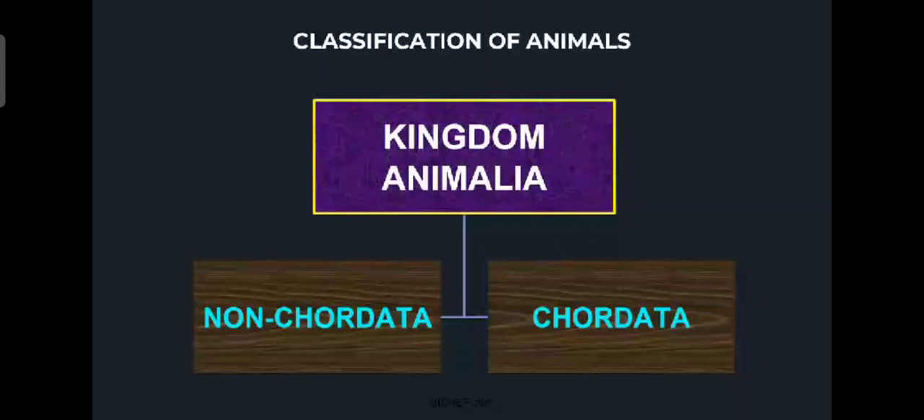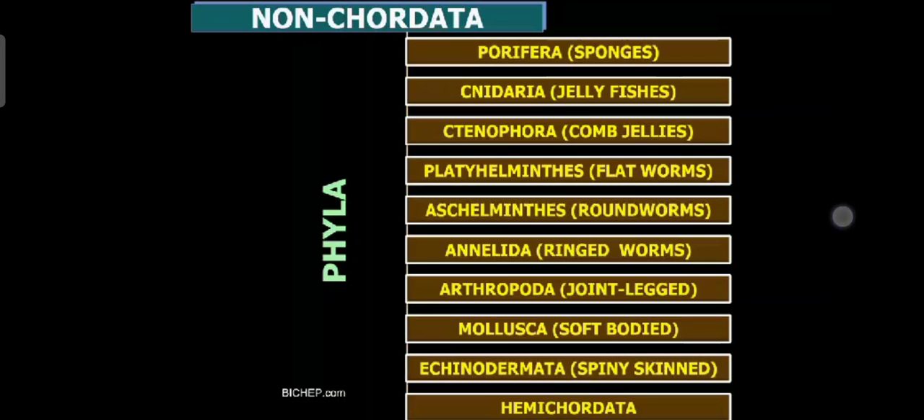The classification of animals. So here you can see kingdom Animalia is mainly divided into two parts, non-chordata and chordata. Non-chordata means without notochord, without backbone, and chordata means they have the notochord or the backbone. Now in the non-chordata, you will find total 10 phyla. Phyla, it is plural. So total 10 phyla are there.